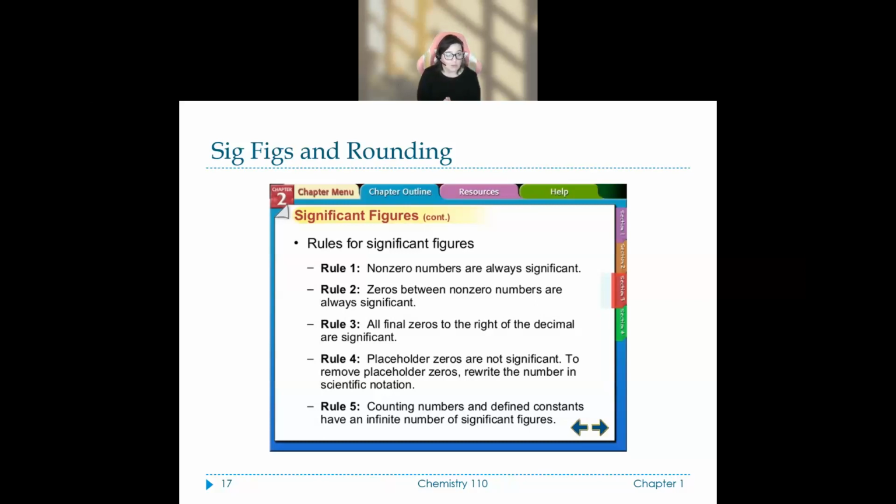To remove placeholder zeros, rewrite the number in scientific notation. And rule 5, counting numbers and defined constants have an infinite number of sig figs. Oh my God, that's a lot of words, and I don't know what any of that means. Well, let's see if we can put that into some context.